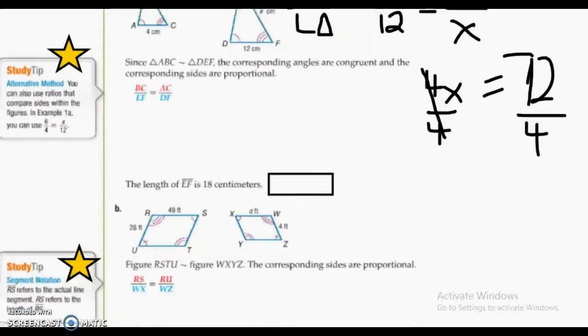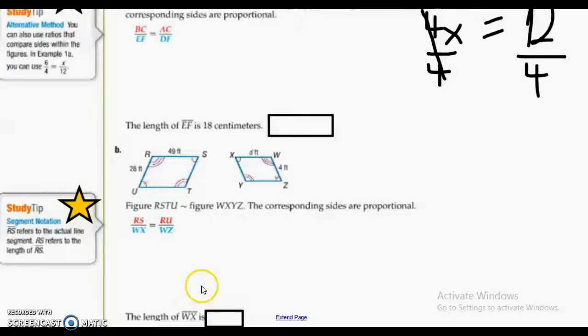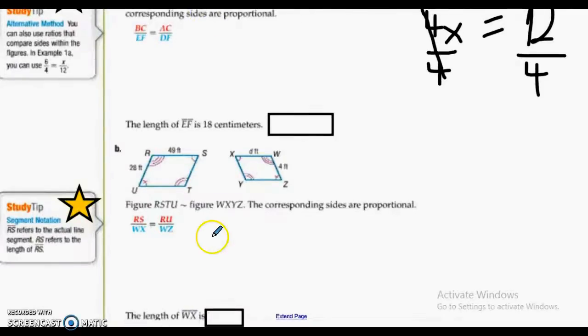Alright, let's do another one here. We have parallelograms now, it looks like, which is no big deal, because all I have to do really is still match up the corresponding sides. So they tell us right here the sides that correspond, but I just like to practice. Let's just ignore that for now. In my eyes, which ones do I see match up?